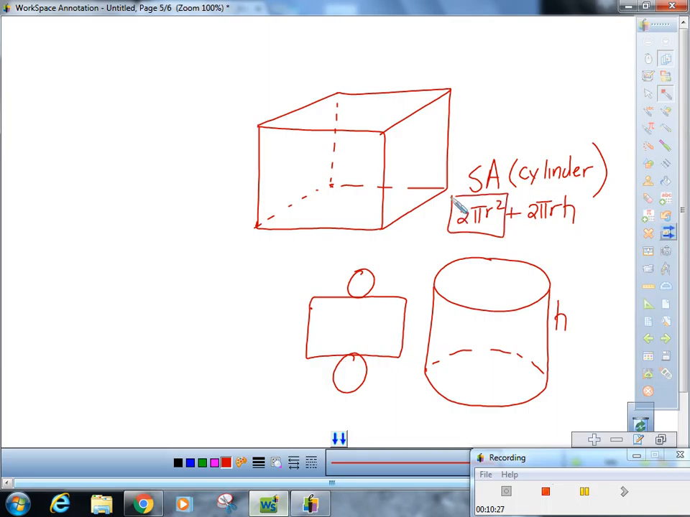There's two circles that are flat on that object. Well, what you would do, and again, I can't do this in a video, but if I cut this part right here and then unzipped it and flattened it out, this shape would turn into a rectangle. The height of that rectangle would be h.